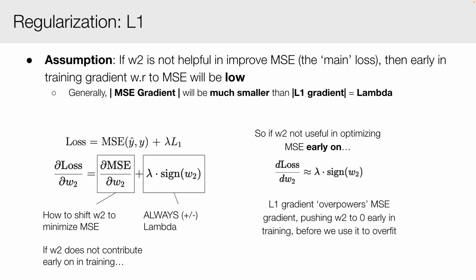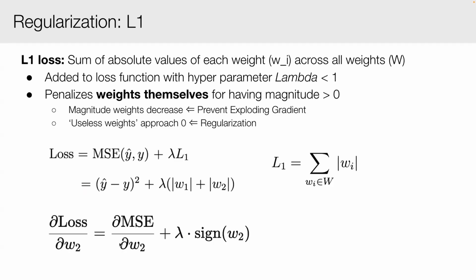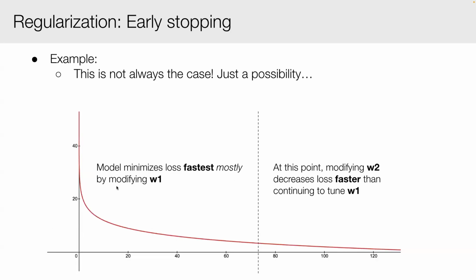So if you consider the behavior early on in training, what would the magnitude of the gradient of MSE relative to W2 be? Do you think it would be pretty big or pretty small early on in training?